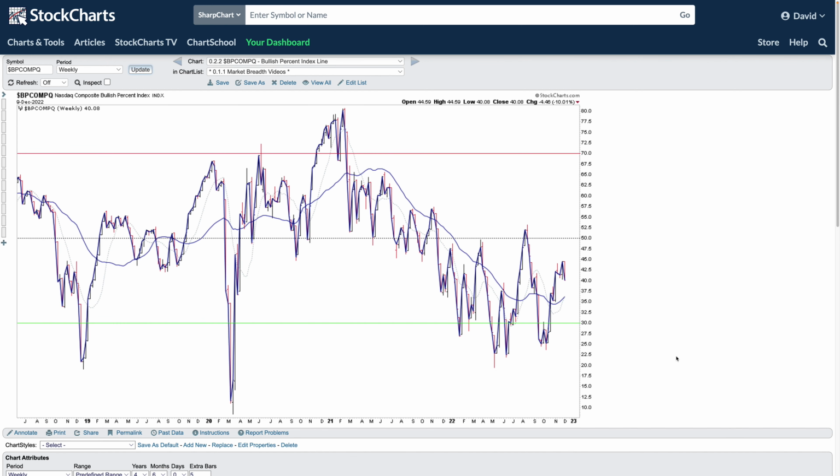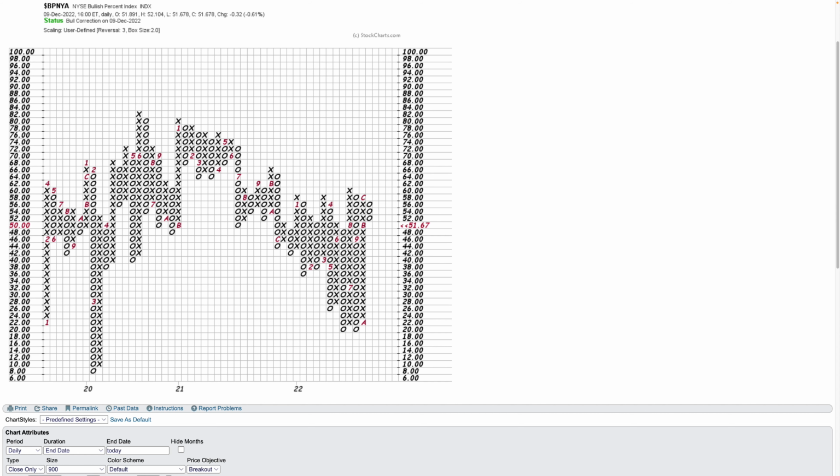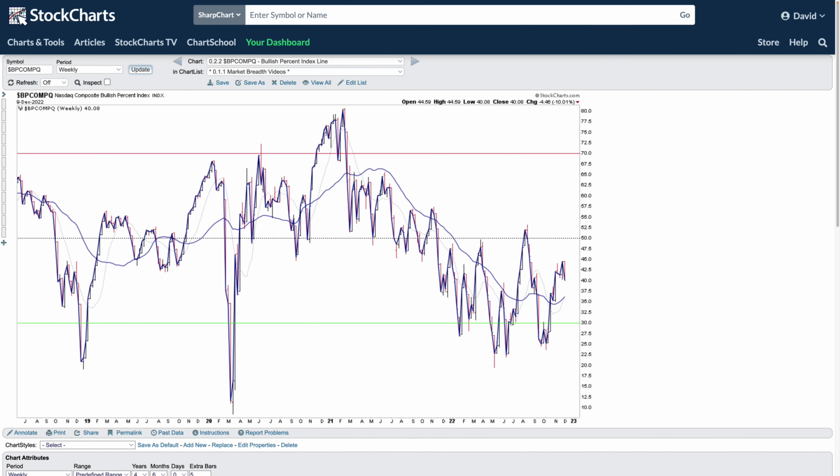Still consolidating the majority of the year range, really. If we look at it on the point and figure chart, it is still on a bull confirmed status, though it hasn't yet reversed to a column of O's, but it is much weaker in terms of it's only at 40%, compared to the 51.67% in the NYSE.